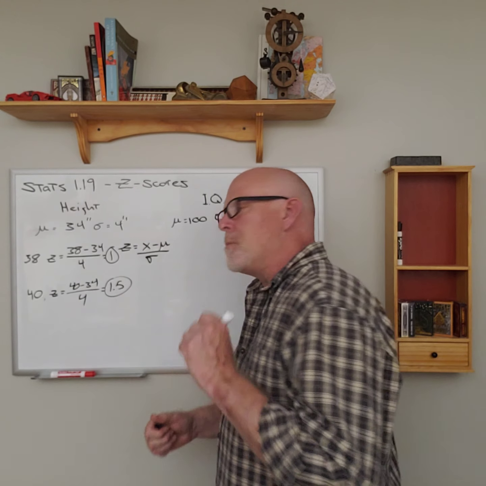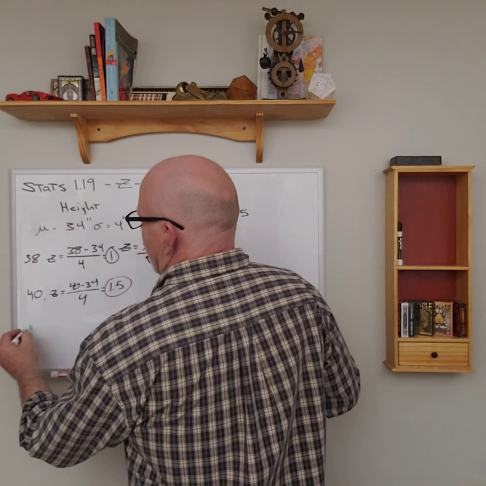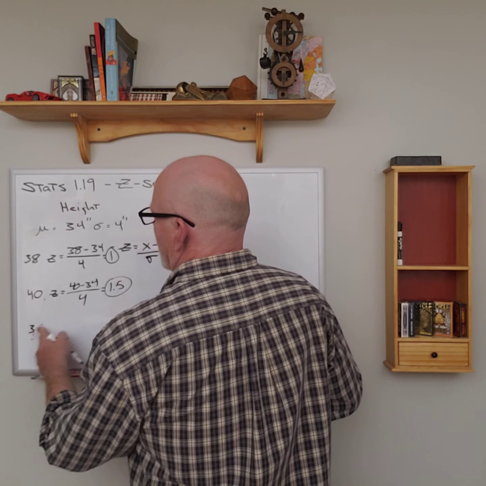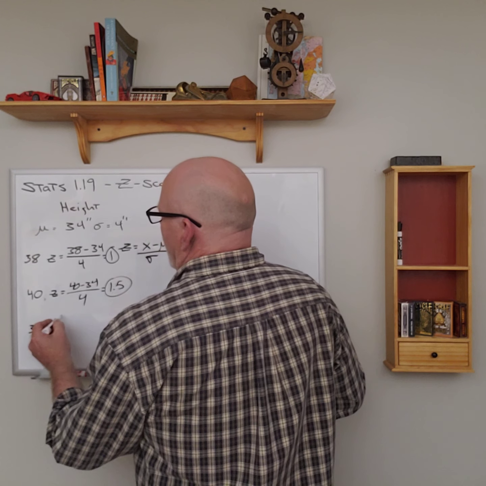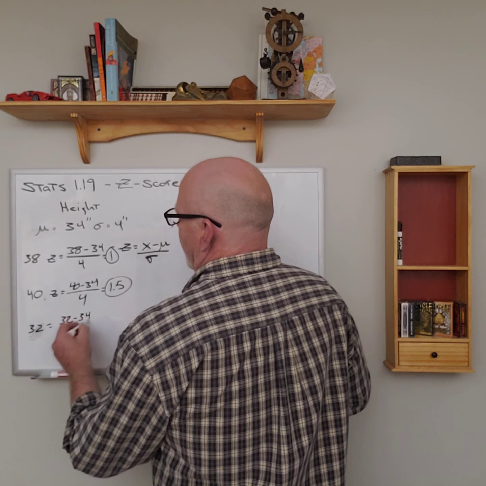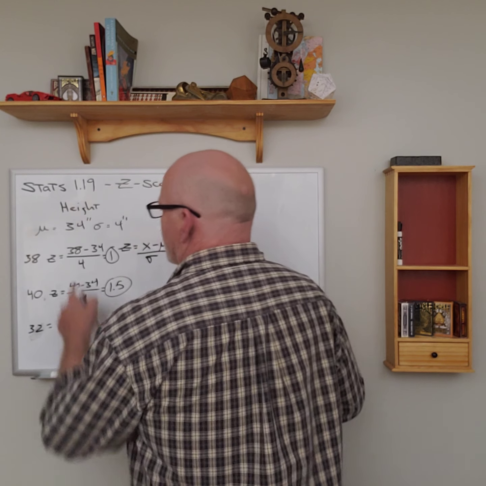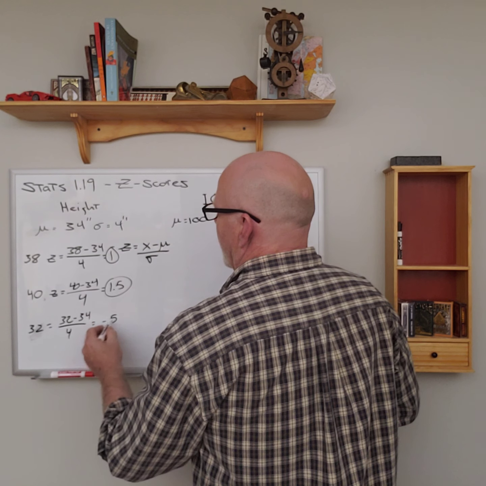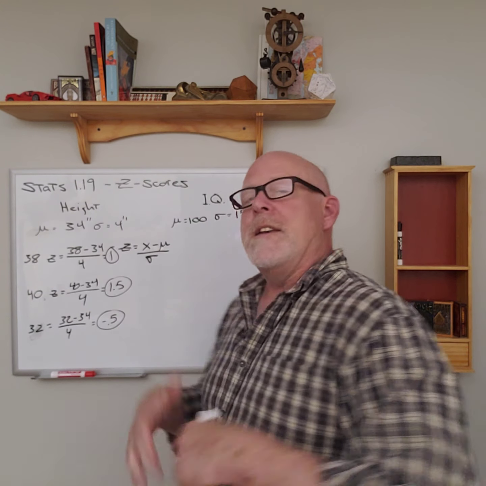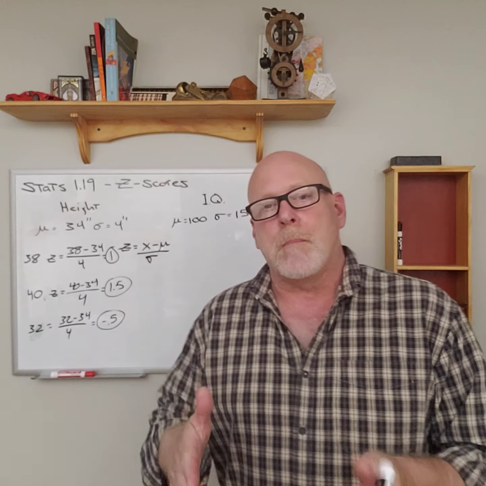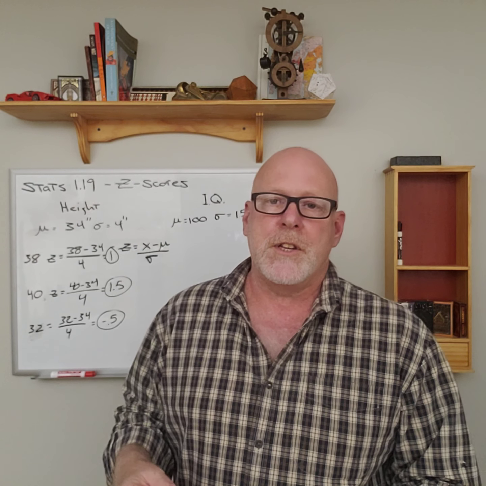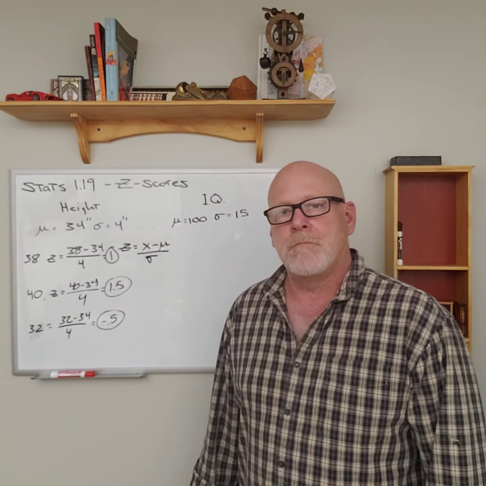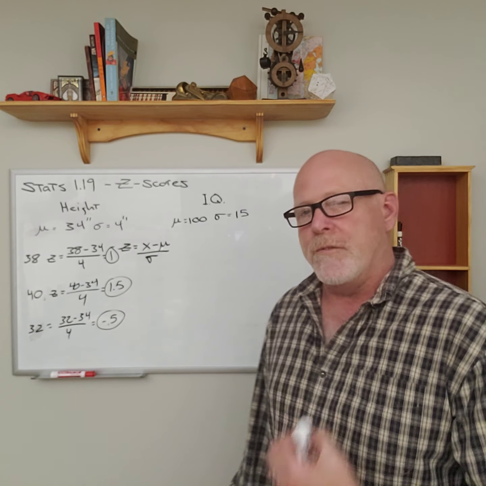What if we have somebody that's below the mean? What if we have somebody that's down at 30 inches? Well, let's go at 32. We do 32 minus 34 divided by 4, right? Subtract the mean, divide by the standard deviation. That's going to give us negative 0.5. A negative z-score says you are below average on whatever scale this is, and you're below by this many standard deviations. Okay? That's all z-score is. Very, very simple.